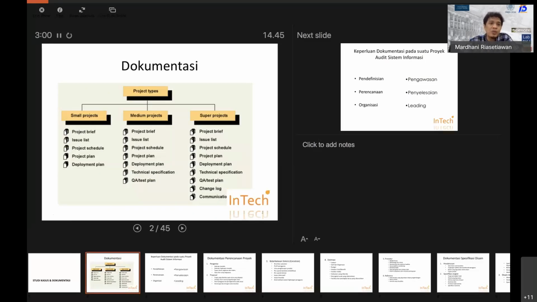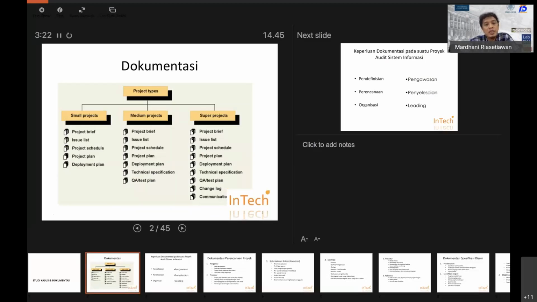Yeah, it's also in the project management and also the deployment plan. So this is how we implement or execute the information system in more daily basis operations. Yeah. So in the medium project, we add some documents to complete the small project.